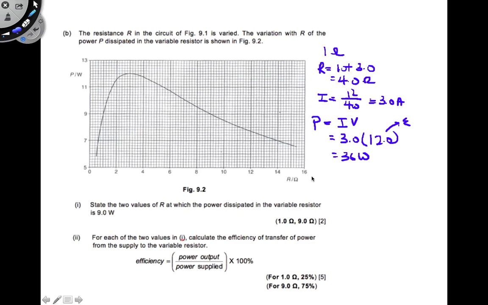Now your efficiency will be: power output here is 9 watts, so 9 over 36 times 100%, and you get 25% efficiency.